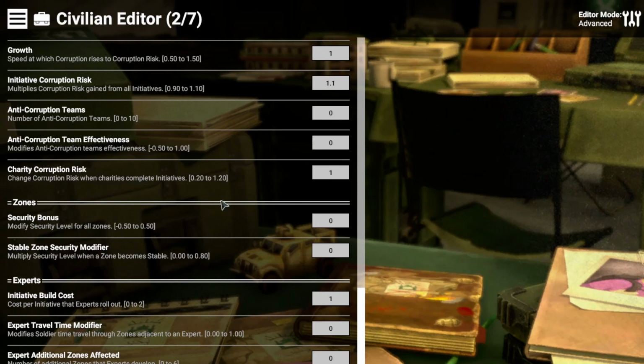Values below 0 do not work and do not kill insurgents. Unsure if bonus remains after insurgent takeover. Stable zone security modifier: same as above, and multiplies security percentage of the zone when the zone is stabilized. Initiative build cost per initiative that experts roll out, self-explanatory. Expert travel time modifier: value set to 1 will cause soldiers' logistics to be 1 when passing by an expert. Expert additional zones affected: adjacent zones that are being worked by experts do not cost more money.